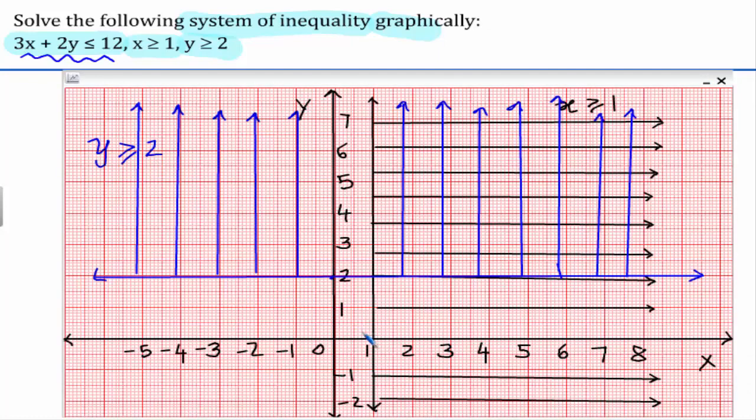The first point (0, 6) will be here, and the next one (4, 0) will be here. Let us join these 2 points to get the graph. Now this is the line which is dividing the plane into 2 equal parts. Now we have to select the region.